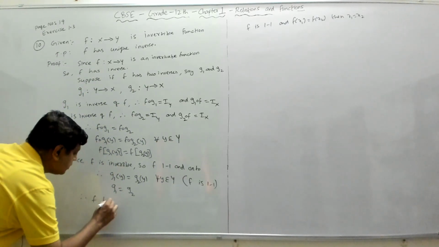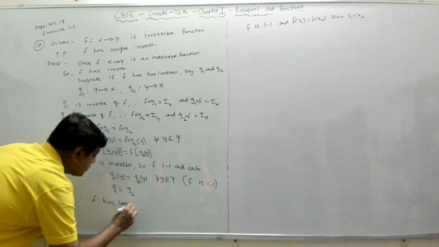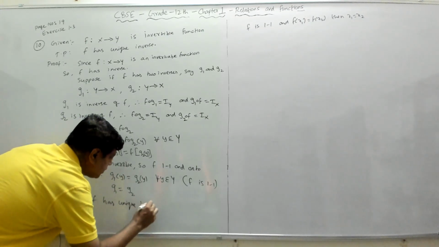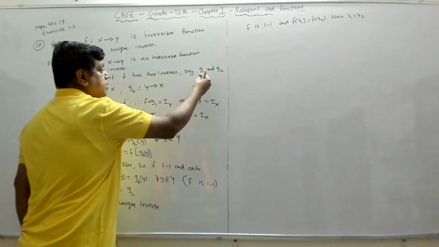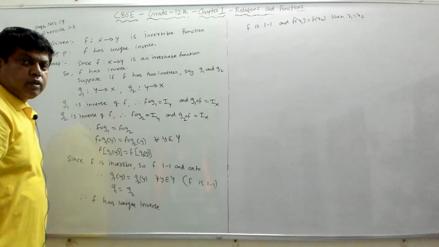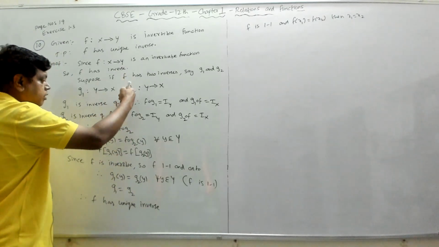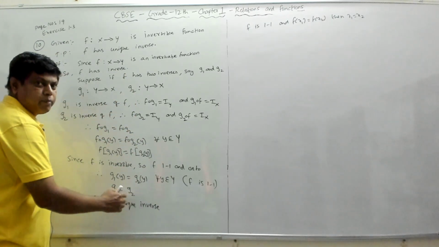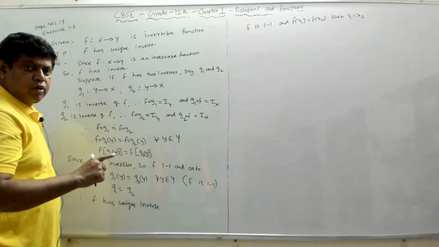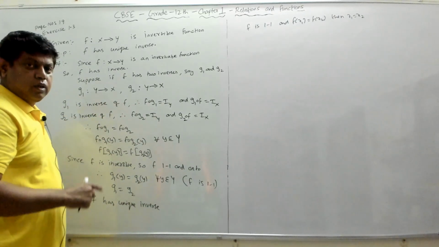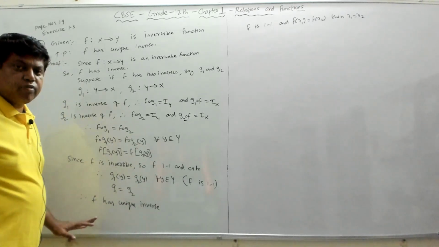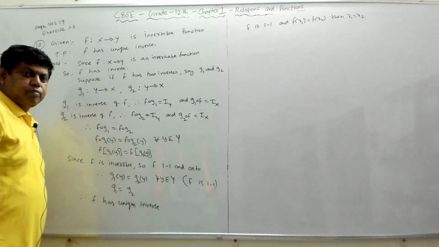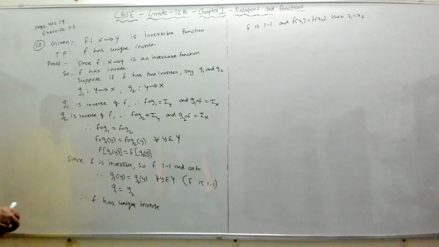Therefore, f has unique inverse, because we assumed that f has two inverses. Then down the line we proved that both are the same. Therefore, what? f can have only one inverse. Even if it has two inverses, both have to be the same function. So f has unique inverse. So all of you can pause the video and take the notes.